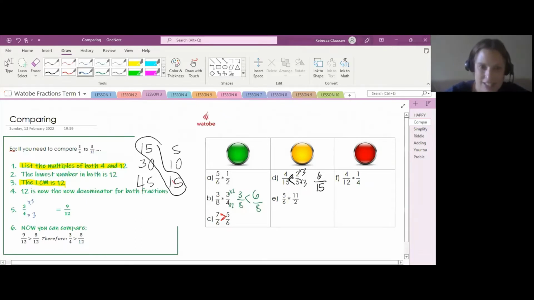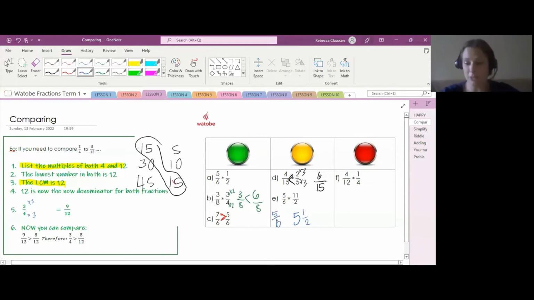So we have an improper fraction, so we try and make it into a mixed fraction. So 11/2, 2 is the denominator, then 5 is the whole number, and then we have 1 as a numerator. 2 times 5 equals 10 plus 1 is 11, which is 11/2. Then we have 5/6, which means it's 5/6 that's bigger.